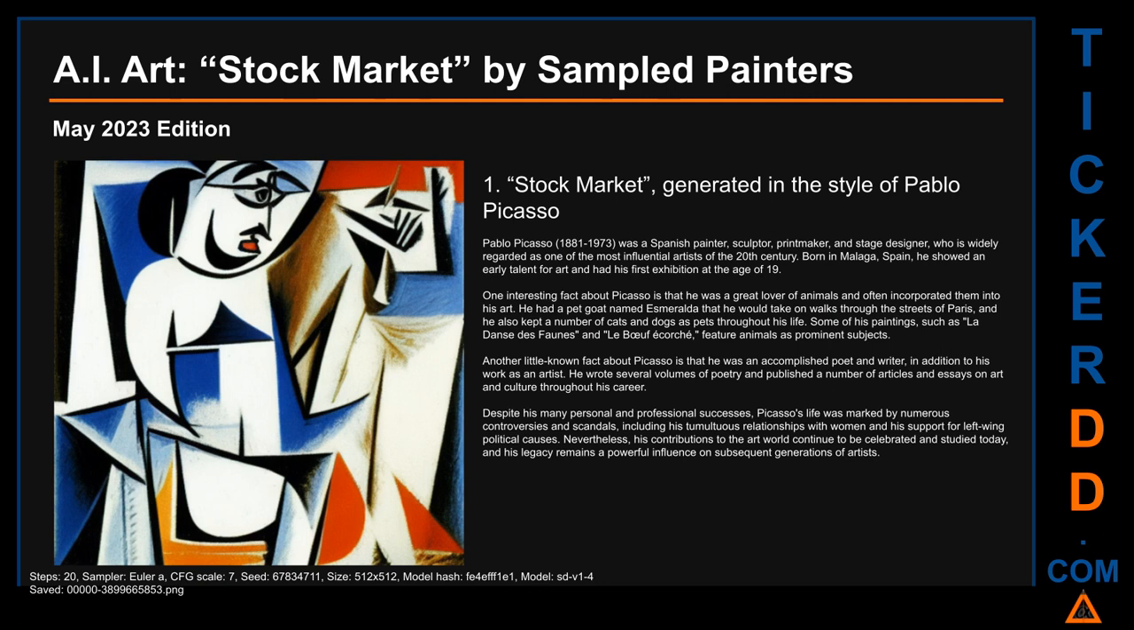his art. He had a pet goat named Esmeralda that he would take on walks through the streets of Paris, and he also kept a number of cats and dogs as pets throughout his life. Some of his paintings, such as La Danse des Fauns and Le Bœuf Écorché, feature animals as prominent subjects.